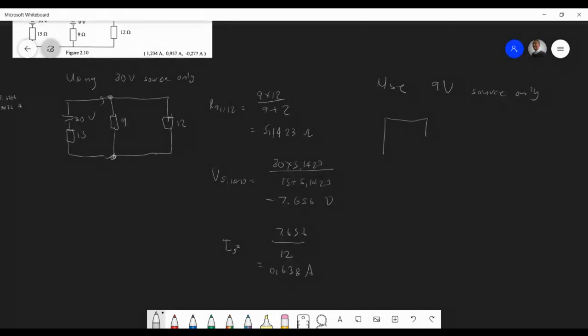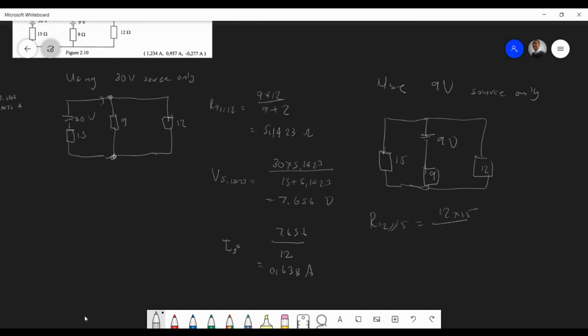So we redraw this. So we've got 9 volts in the middle. We've got a 15. We've got a 9. And we've got a 12. So of course, what is my first step? I want to see you guys over here. First step. 13 and 12 are in parallel. Just checking. You cannot take this in parallel with the others because there's a voltage source over here. So be careful.